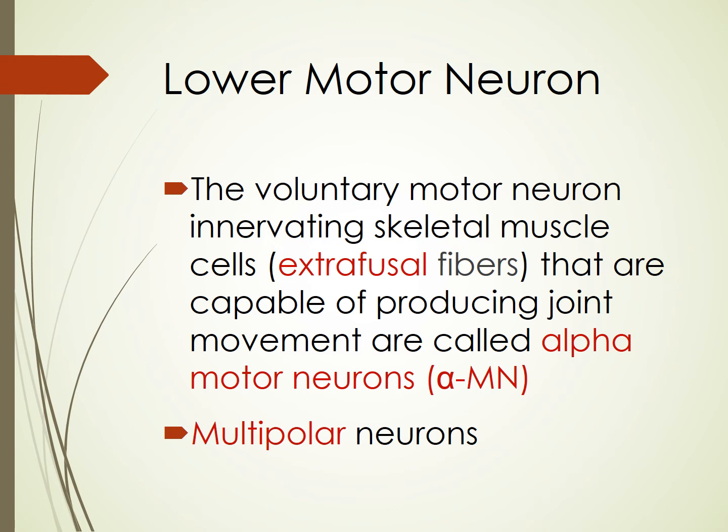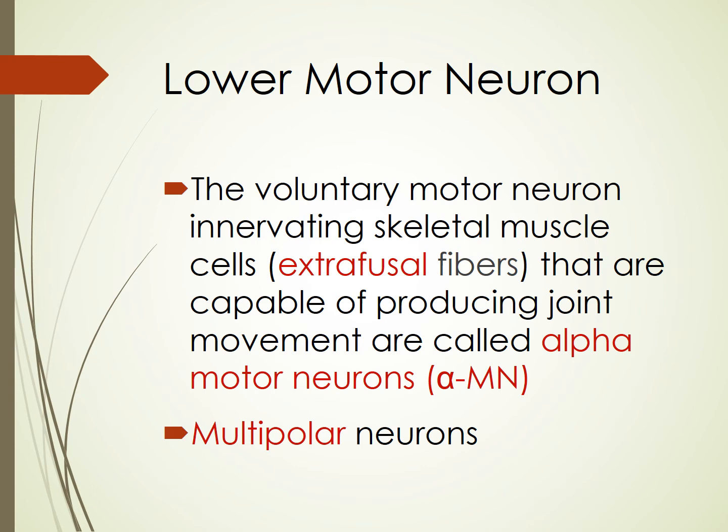Just like sensory neurons come in various types, we have 1As and 2s and A betas and A deltas, etc. We have more than one type of motor neuron. The lower motor neuron that innervates the skeletal muscle cells, that is the extrafusal fibers, is known as an alpha motor neuron.